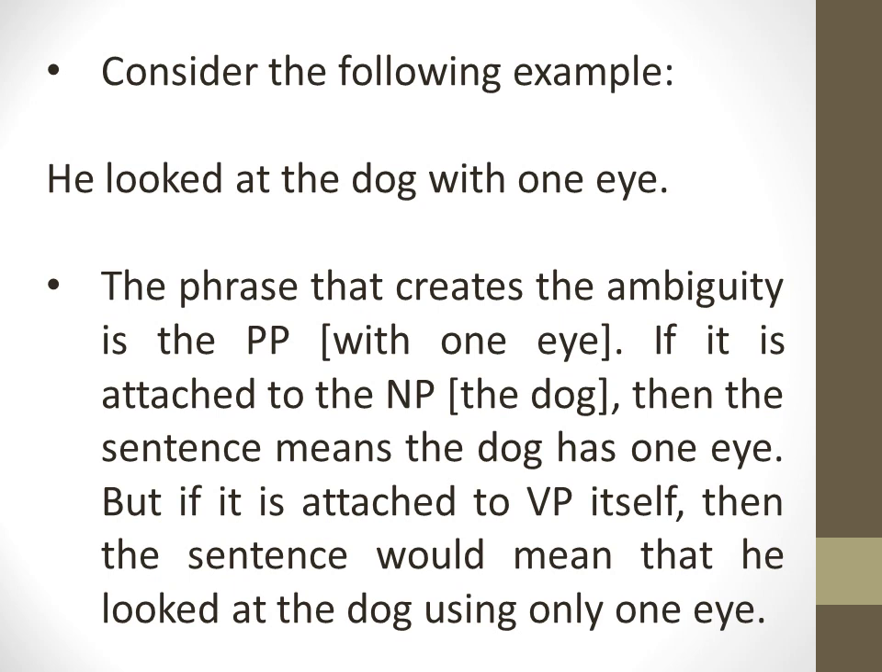He looked at the dog with one eye. The phrase that creates the ambiguity is the prepositional phrase with one eye. Now, if this phrase is attached to the noun phrase the dog, then the sentence means that the dog itself has one eye. Now, if this prepositional phrase with one eye is part of the verb phrase itself, the VP, then the sentence would mean that the subject, he, looked at the dog using only one eye.